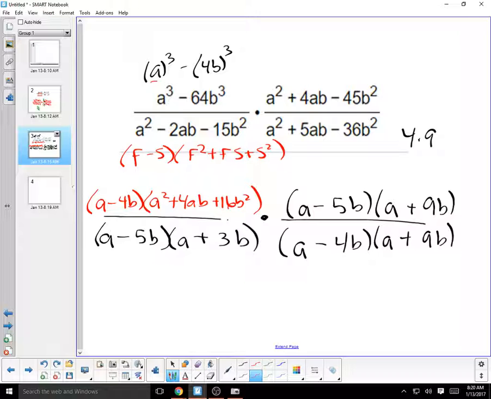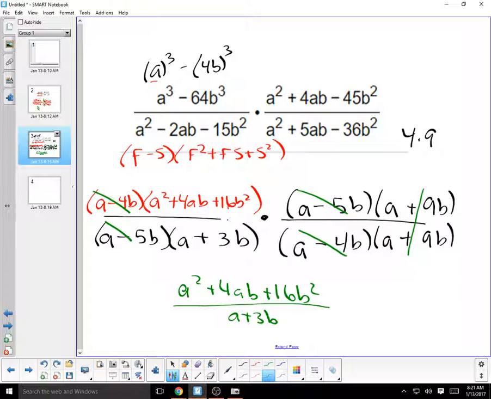So let's go ahead and start simplifying. What do we got? That's a 1 right here, right? This one, with 1. What else we got? A minus 5B and this one. So good. So it looks like we might end up with A squared plus 4AB plus 16B squared all over A plus 3B. Is the numerator factorable?